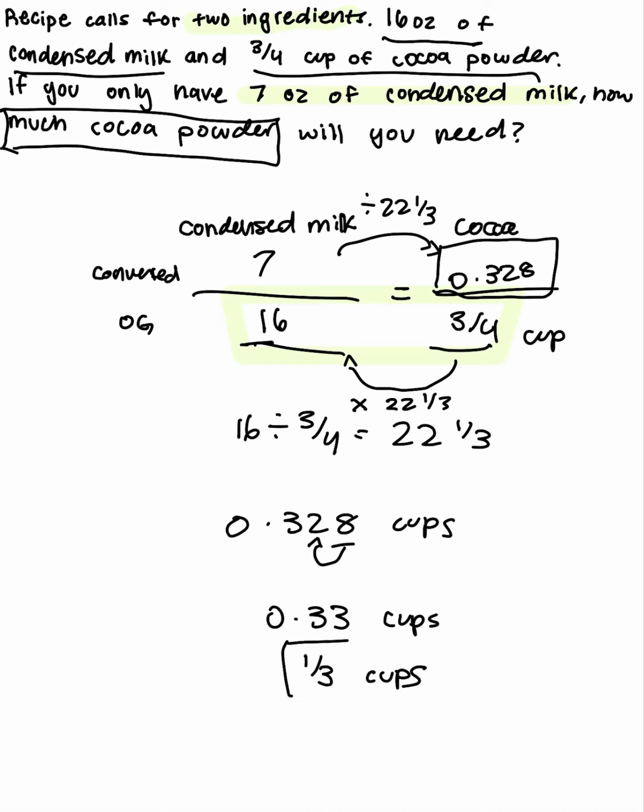But now we figured this out. So for 7 ounces of condensed milk, we will need 1/3 cup of cocoa.